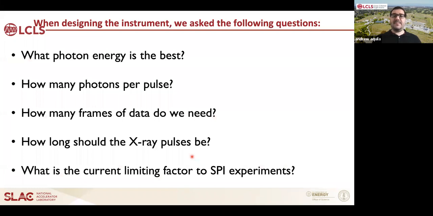But this is about forward scattering, which is one of the 3 techniques that TXI is focusing on. And we actually had a lot of questions when it comes to designing instruments and hardware. For example, what's the best photon energy for this technique? How many photons do you need? How much data do you want to collect? How long should the X-ray pulses be? And what are the other current limiting factors in this type of forward scattering experiment? And are there any other types of samples besides biology that are interesting? And the answers to all these had to be addressed before you start designing instruments.